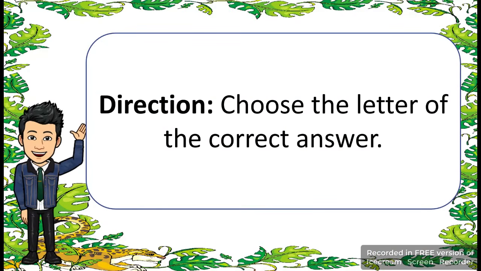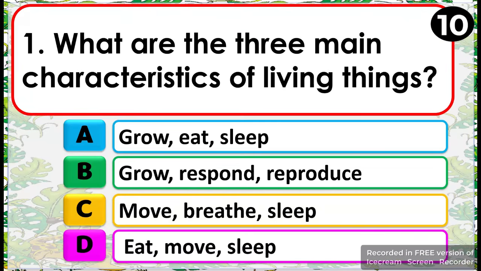For your last activity, choose the letter of the correct answer. Number 1. What are the 3 main characteristics of living things? A. Grow, eat, sleep. B. Grow, respond, and reproduce. C. Move, breathe, and sleep. D. Eat, move, and sleep.